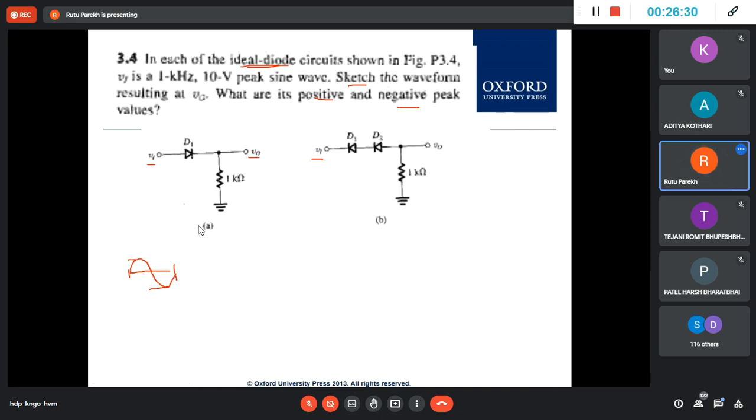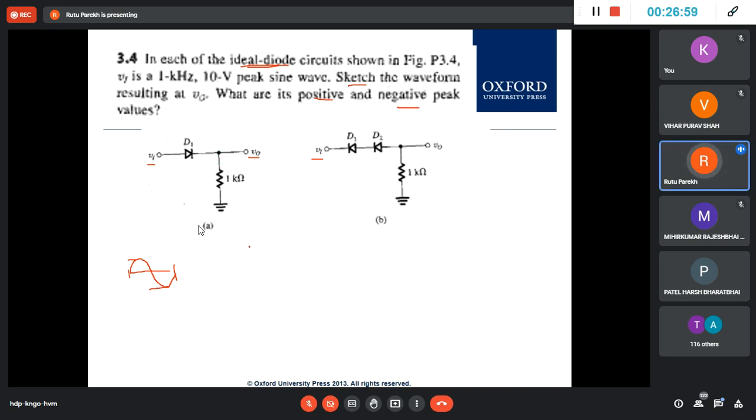What will be the output V0? When you have such a wave, how do you analyze it? You divide it into two halves, positive half and negative half. Starting with the positive half, for the ideal diode, will it be conducting or not conducting? Conducting, absolutely right.